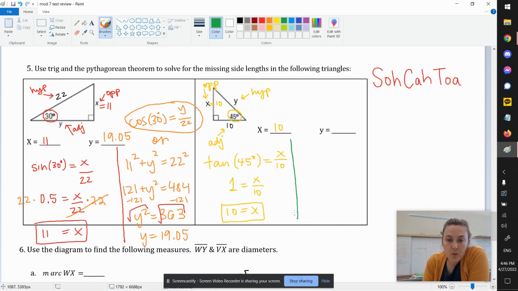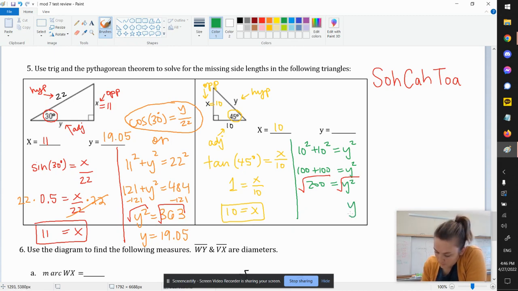And now, to find y, I can either use sine or cosine, or I can do the Pythagorean theorem. I can say 10 squared plus 10 squared equals y squared. That's 100 plus 100 equals y squared. 200 equals y squared. And I would square root both sides to get y by itself. 14.14.